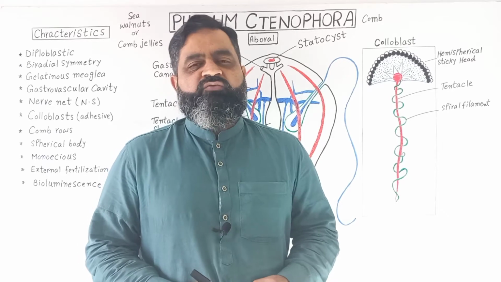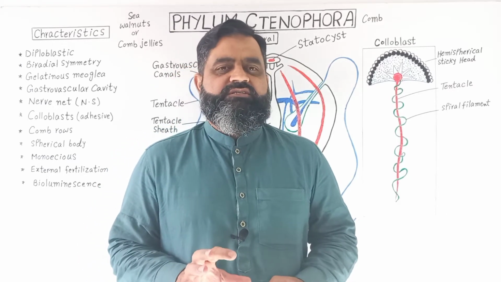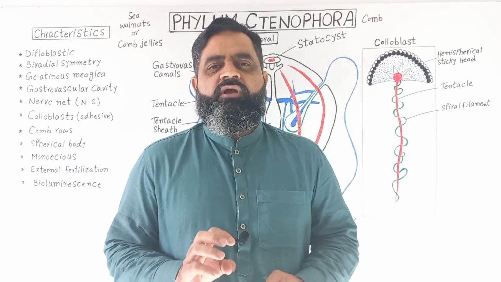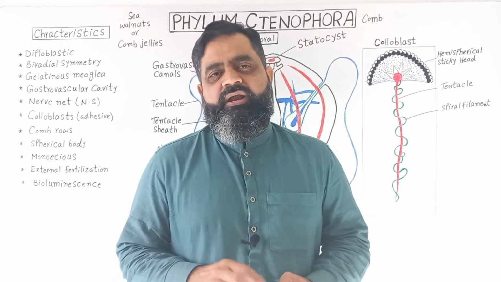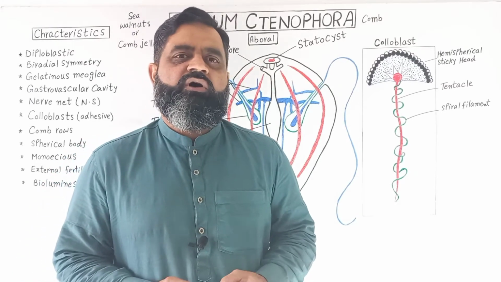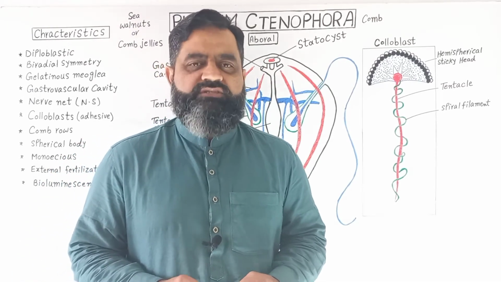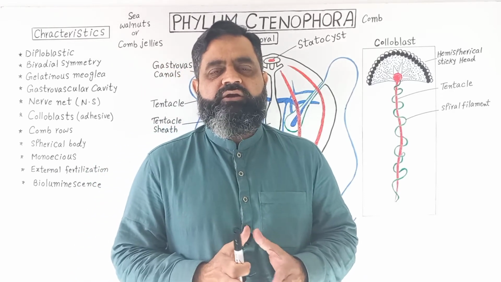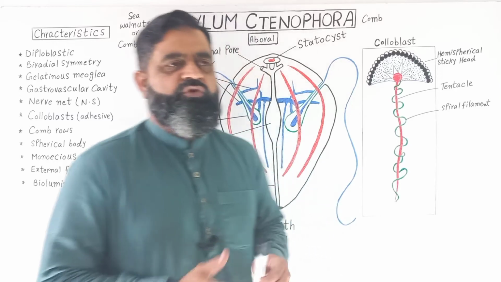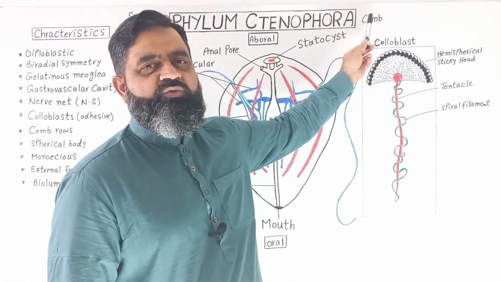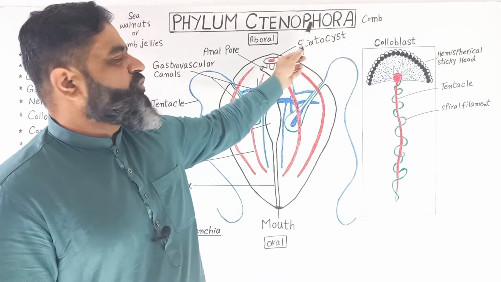Today in my video we are going to discuss Phylum Ctenophora, which belongs to Cnidaria. Cnidarians are diploblastic animals which are found all over the world in oceans and seas. First of all, we are going to look at the literal meaning of Ctenophora. Cteno means comb, which comes from a Greek word, and phora means to bear.